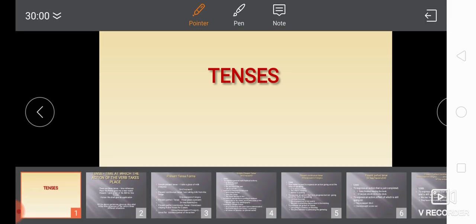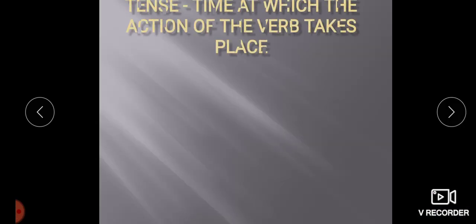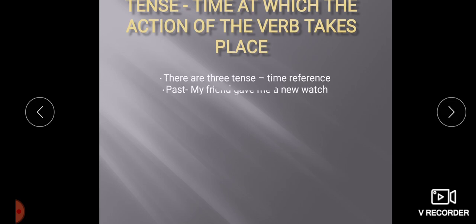by the subject. And when is that action going on? That is referred to by the tenses. Tenses are time references. Tense: the time at which the action of the verb takes place. There are three tenses. Time reference.